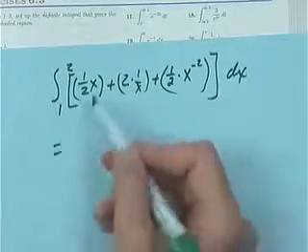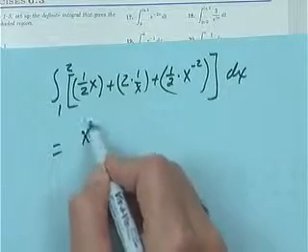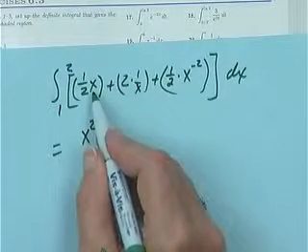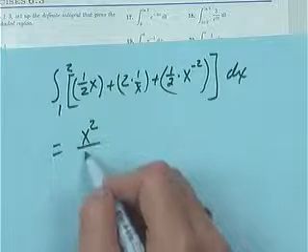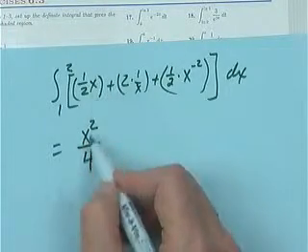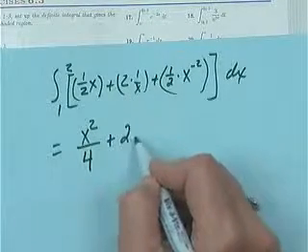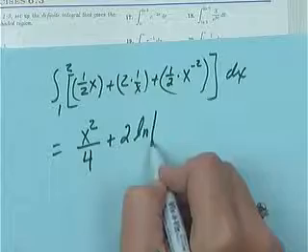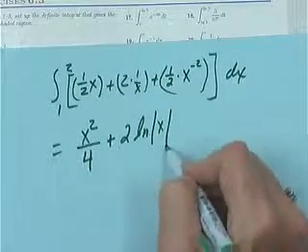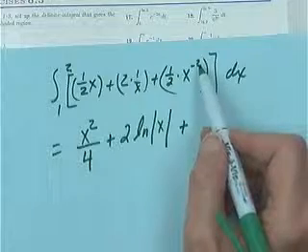So let's just get the integration real fast. If you integrate 1/2 x, you get what? X squared over 2 times 2, which is 4. X squared over 4. And what's the next one? 2 natural log absolute value of x. And what's the next one?